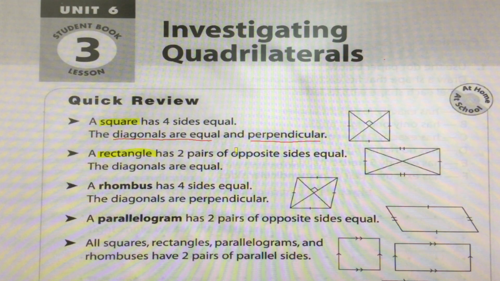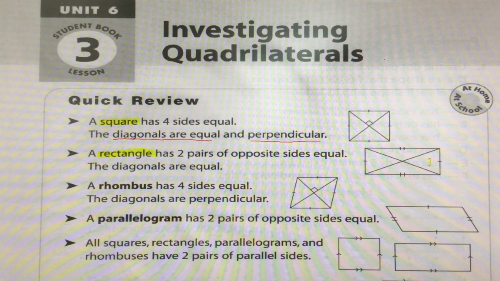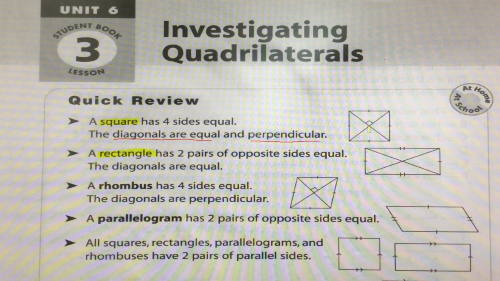A rectangle has 2 pairs of opposite sides equal. So these opposite sides have hatch marks, and these opposite sides have hatch marks because they are equal lengths. And the diagonals are equal, but they are not perpendicular like a square.